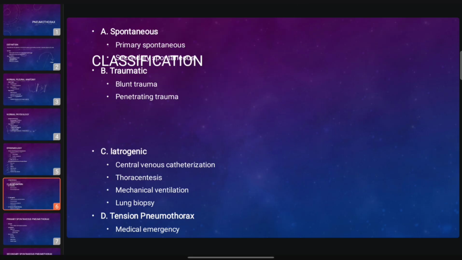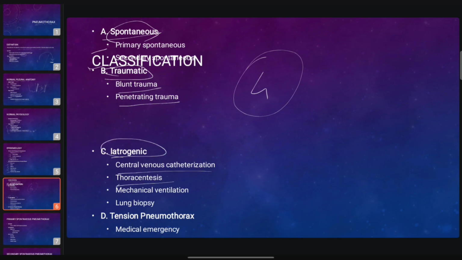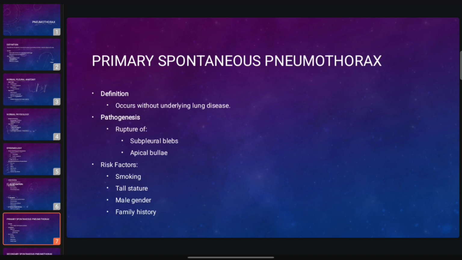classification of this. These are classified into 4 types. Okay, one is the spontaneous, which has 2 types, primary and secondary. The other one is traumatic, and traumatic has blunt trauma and penetrating trauma. Then is the iatrogenic, which has central venous catheterization, thoracocentesis, mechanical ventilation, and lung biopsy. And the most important is tension pneumothorax, which is a medical emergency. Okay, we'll talk about these in detail.